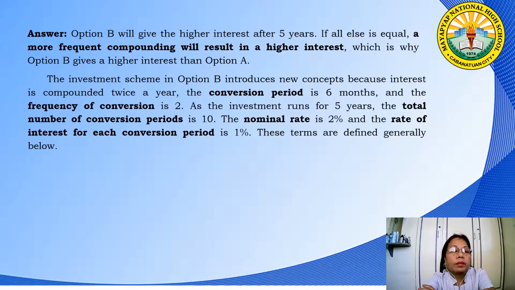So the investment scheme in option B introduces new concepts because interest is compounded twice a year. The conversion period is 6 months and the frequency of conversion is 2. As the investment runs for 5 years, the total number of conversion periods is 10. The nominal rate is 2% and the rate of interest for its conversion period is 1%. These terms are defined generally below.